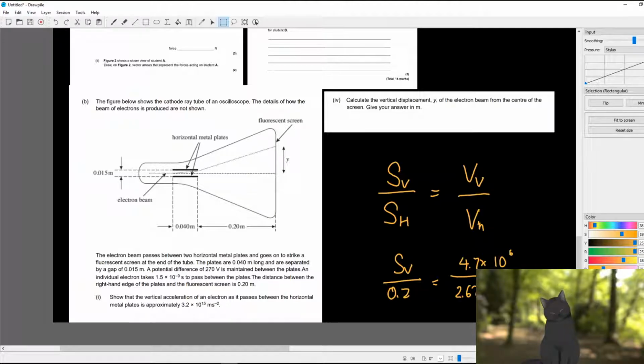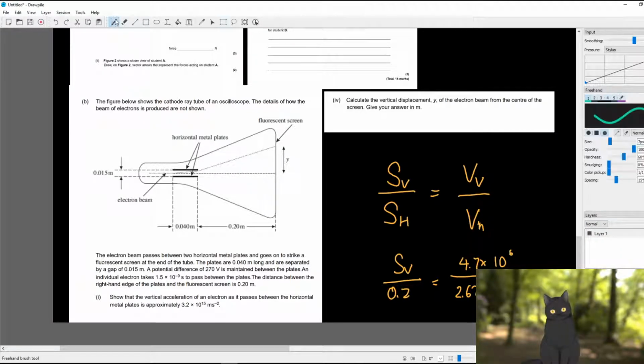Okay. So we get 0. Oh shoot. So what we get here will be 3.5 times 10 to the power -2 meters. Oh, wait a minute.